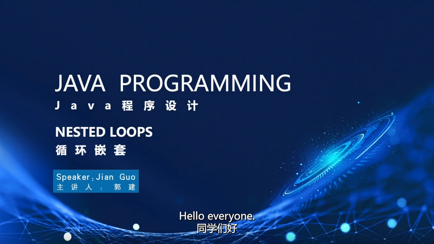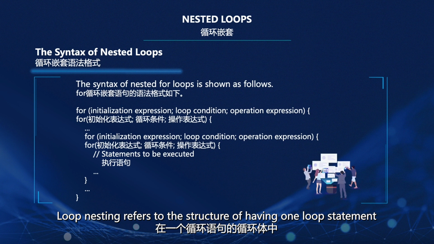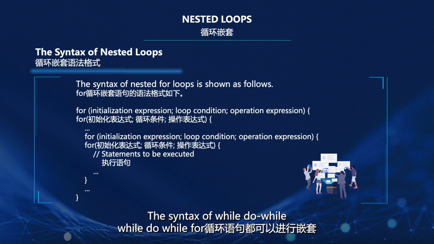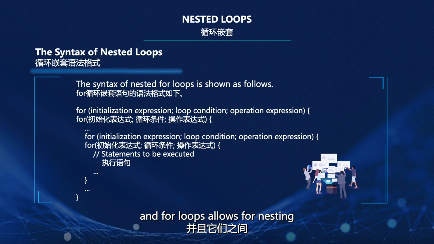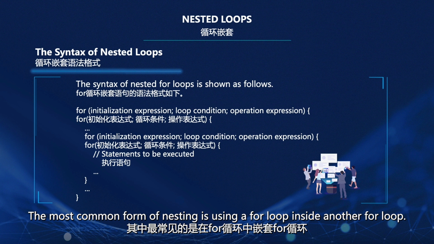Hello, everyone. In this class, we will learn about loop nesting. Loop nesting refers to the structure of having one loop statement inside the body of another loop statement. The syntax of while, do while, and for loops allows for nesting, and they can be nested within each other as well. The most common form of nesting is using a for loop inside another for loop.